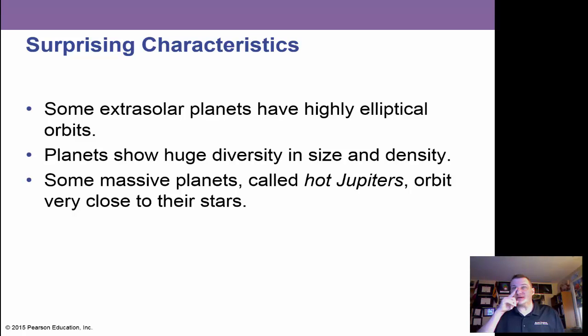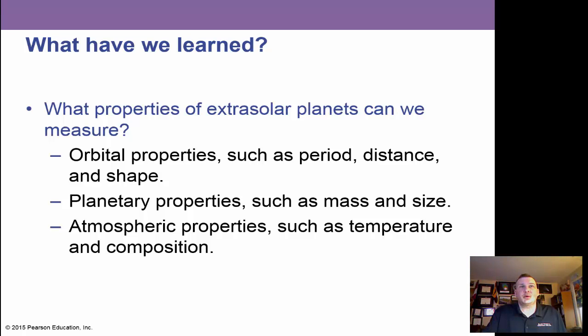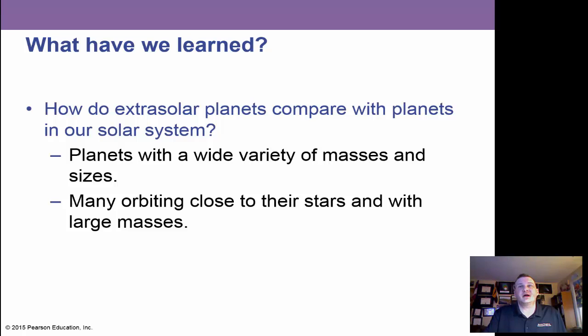So some extrasolar planets have highly elliptical orbits, and these planets show huge diversity in size and density. Some massive planets, called hot Jupiters, orbit very close to their stars, which makes them that hot. So we learned that orbital properties such as period, distance, and shape can be measured. Planetary properties such as mass and size can also be measured, and also atmospheric properties such as temperature and composition can sometimes be measured. Planets with a wide variety of masses and sizes are found by Kepler, and many are orbiting close to their stars and have larger masses.